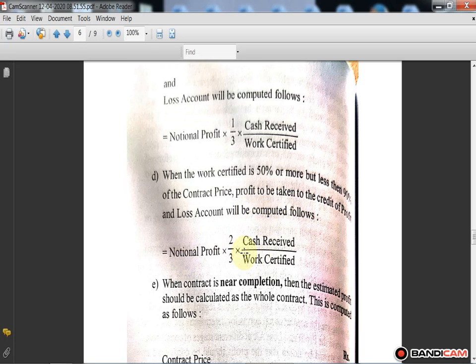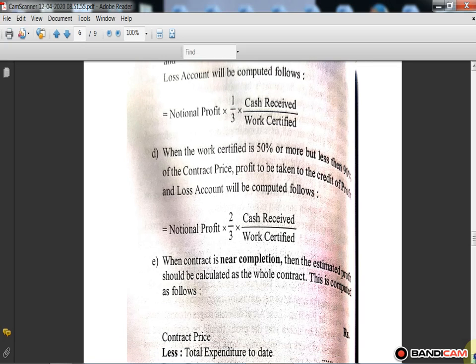So notional profit is equal to notional profit into 2 divided by 3 multiplied by cash received divided by work certified. We get a notional profit of work certified between 50 to 90%. Got it? Yes sir, we got it.